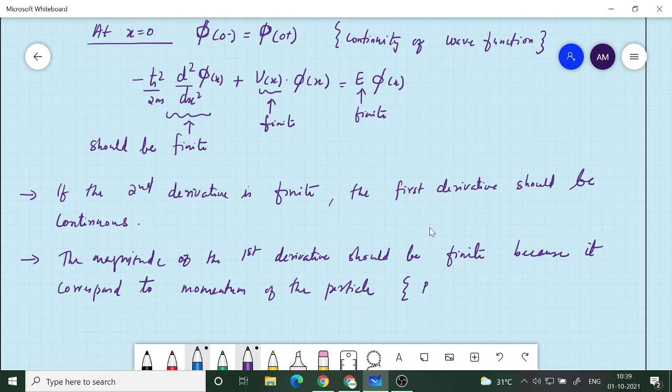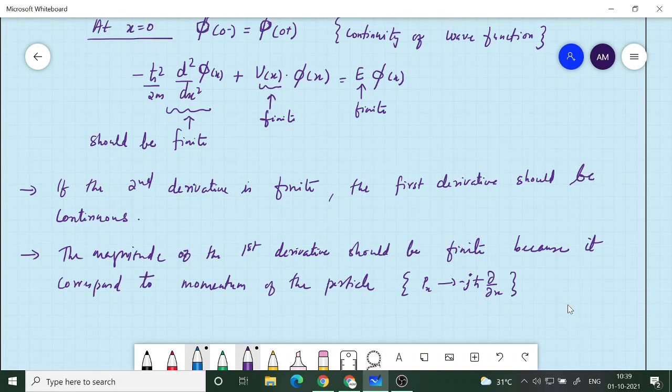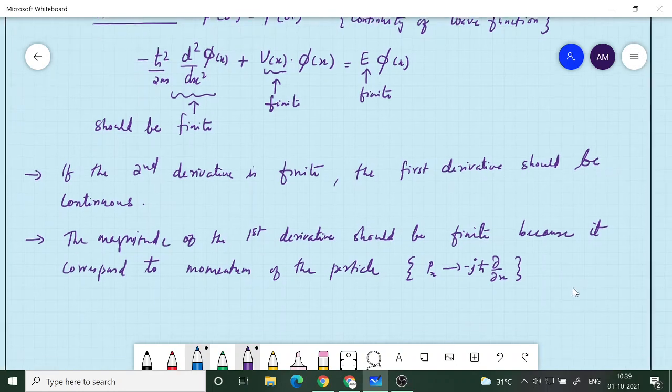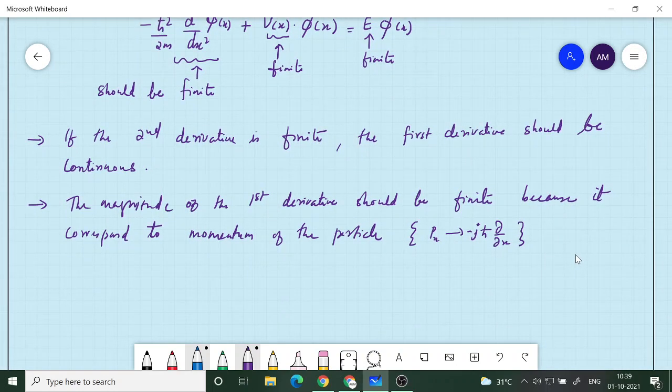If you remember, px, I said it is basically minus j h cut del by del x. So if the momentum is finite, then the first derivative should be finite. Agreed? If energy is finite, momentum has to be finite, and therefore the first derivative should be finite. So we can say that the first derivative is both continuous and finite.